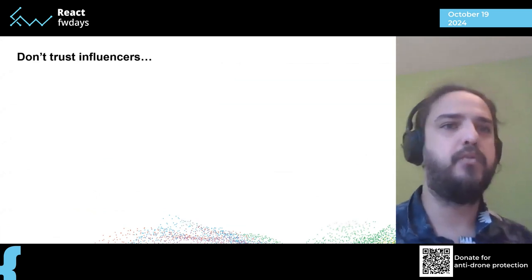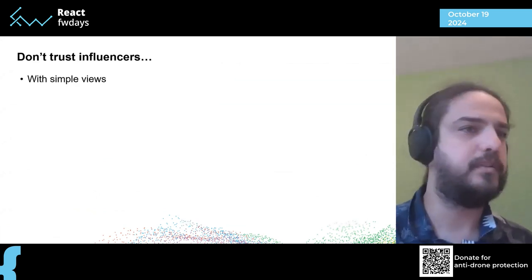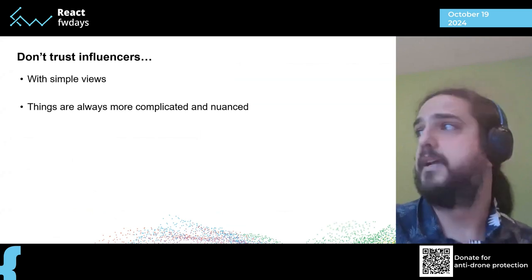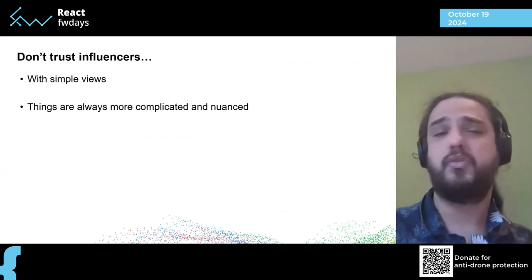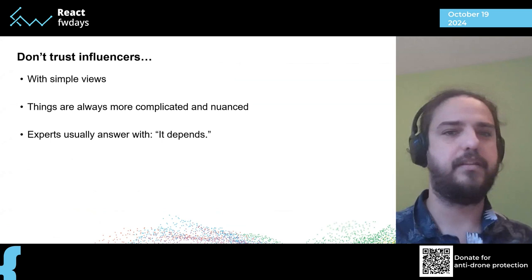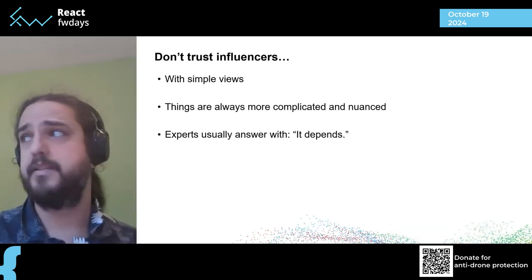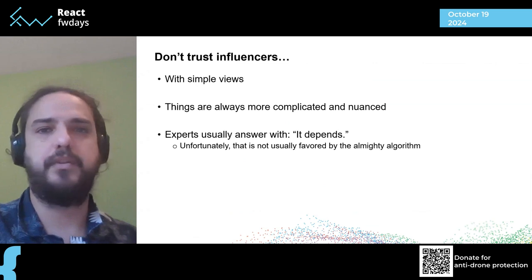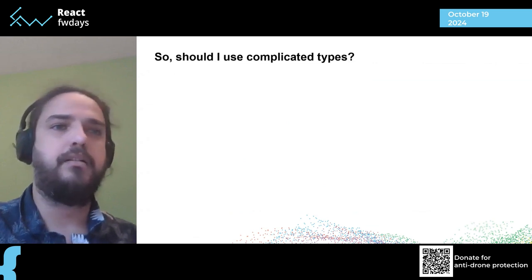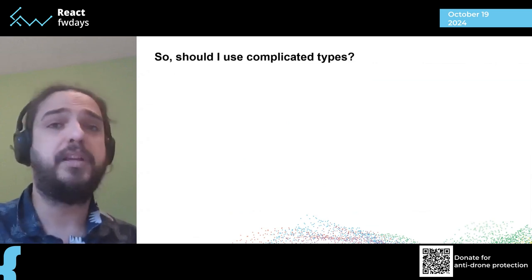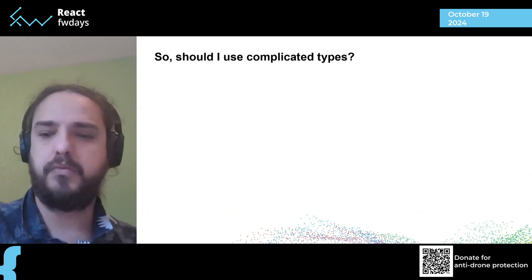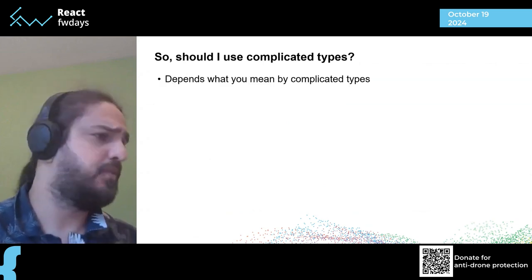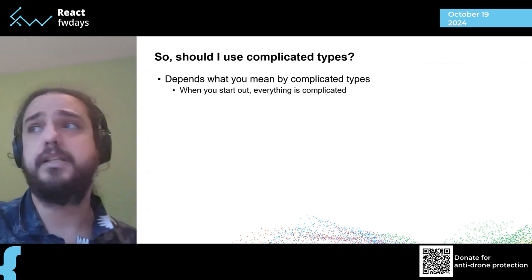And I usually say that you shouldn't trust influencers, especially if their views tend to be very simple. Things are always more nuanced and more complicated. There's an old saying that experts usually answer with "it depends." Unfortunately, that's not something you usually get a lot of on the internet these days. So should you use complicated types, and should you try to represent everything in the type system? Well, it depends, first of all, on what you exactly mean by complicated types.